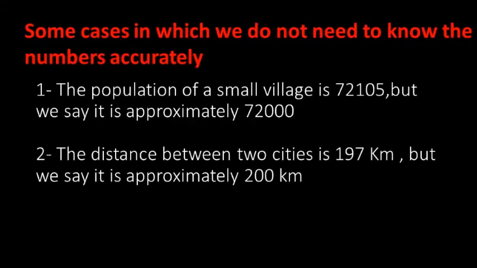First, the population of a small village is 72,105, but we say it's approximately 72,000. Example 2, the distance between two cities is 197 kilometers, but we say it's approximately 200 kilometers. These are two examples, and you will give me more. Approximating to the nearest 10 is our first lesson in this subject.